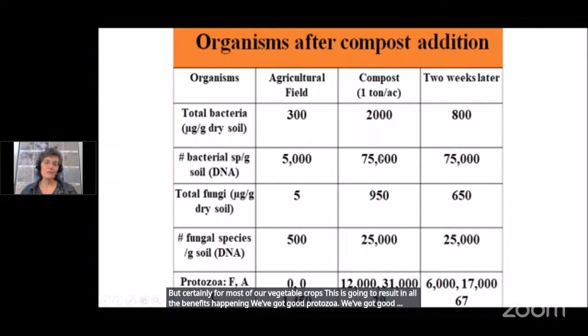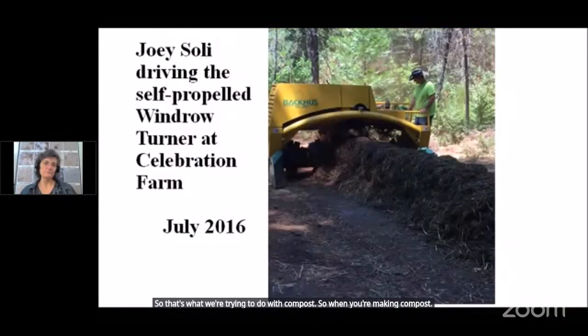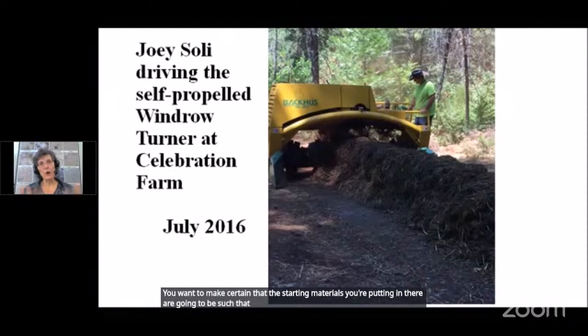Notice that if we put the inoculum in the compost, all of those organisms are spreading throughout all of that soil and getting the diversity up to where we need it to be. So that's what we're trying to do with compost. When you're making compost, you want to make certain that the starting materials are such that they grow those organisms so fast that they will raise the temperature above 131 for at least 3 times.